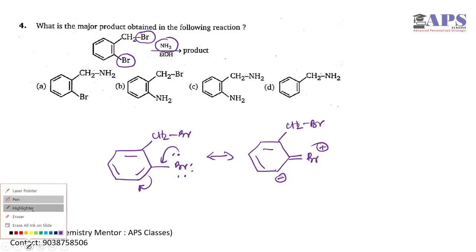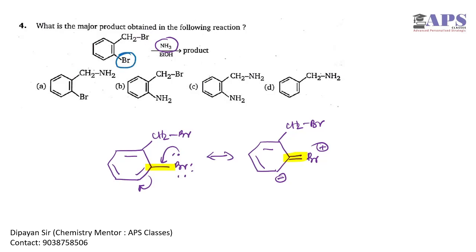So in this case we can have a double bond character, or a partial double bond character is present in the resonance hybrid. So we can obviously draw the resonance hybrid, and there is a partial double bond character developed on the resonance hybrid. So we can safely say that this bromine is a very bad leaving group. Okay, so this is not going to be substituted by ammonia.